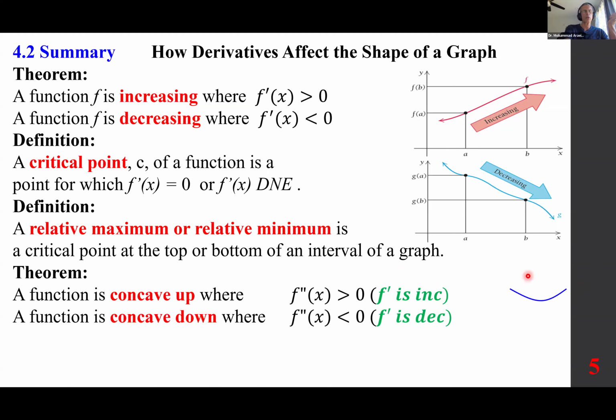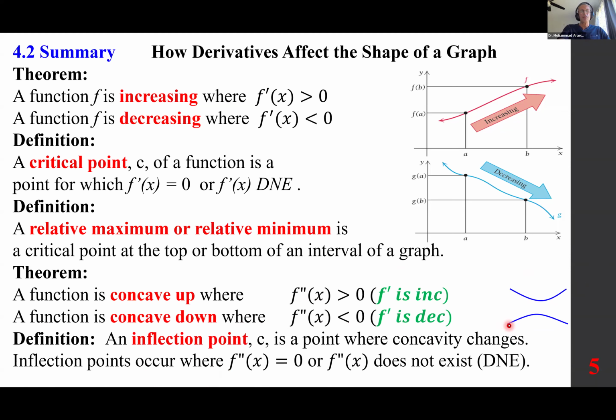Concave up, it can hold water. A function is concave down where f double prime is negative, or f prime is decreasing. In other words, if you look at that one, it can't hold water. That's what we discussed in algebra, calculus, pre-calculus. An inflection point C is the point where concavity changes. An inflection point occurs where f double prime is either 0 or does not exist, as you can see in this graph.